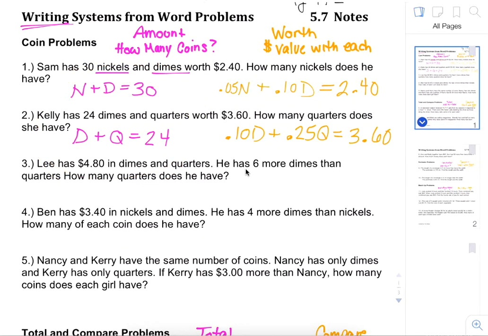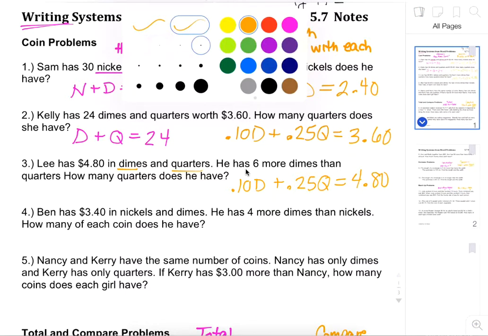Okay? All right, so on number 3, it says Lee has $4.80 in dimes and quarters. That's the worth, right? That's money value. So I'm going to keep my dimes and quarters. 0.10 for dimes, 10 cents each. 0.25 for quarters, 25 cents each. Total of $4.80. Okay? When it comes to the other one, I don't have a total. I can't just do D plus Q.